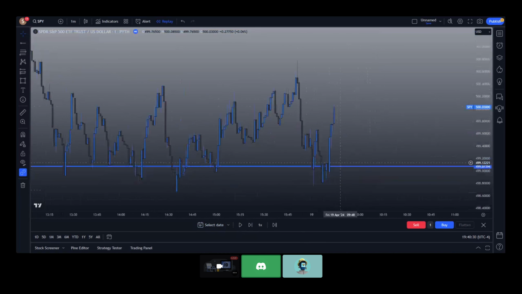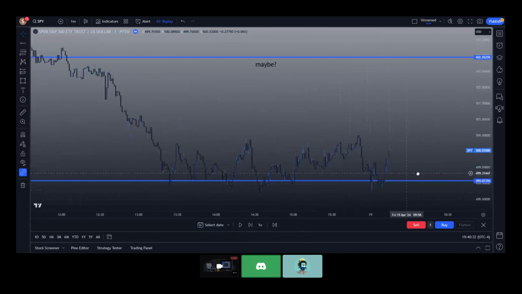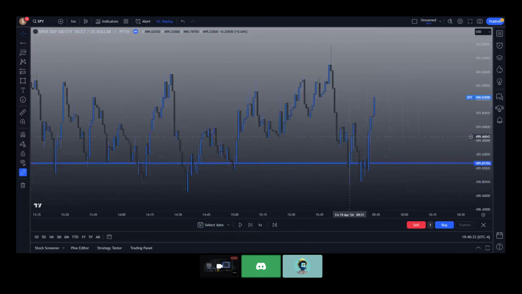All right. So pretty much here, this is the trade I was talking about. It was on the SPY. I took the trade at 9:34 to make a point.